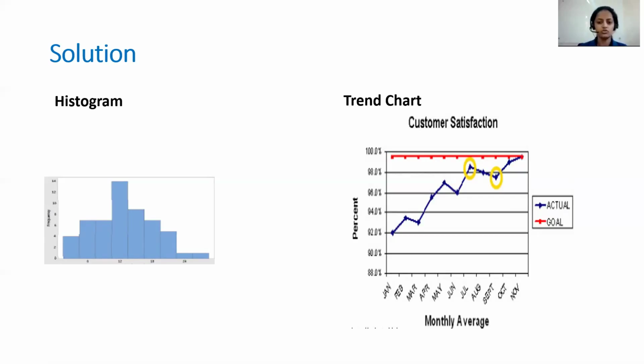And there's one more thing we can do, which is plotting the trend chart, which will give you the actual customer satisfaction rate. So with the trend chart, we can define the goal and see whether we are meeting that goal, and the scale can be on a weekly basis or on a monthly basis. So based on that, we can see whether we're able to satisfy the customers.